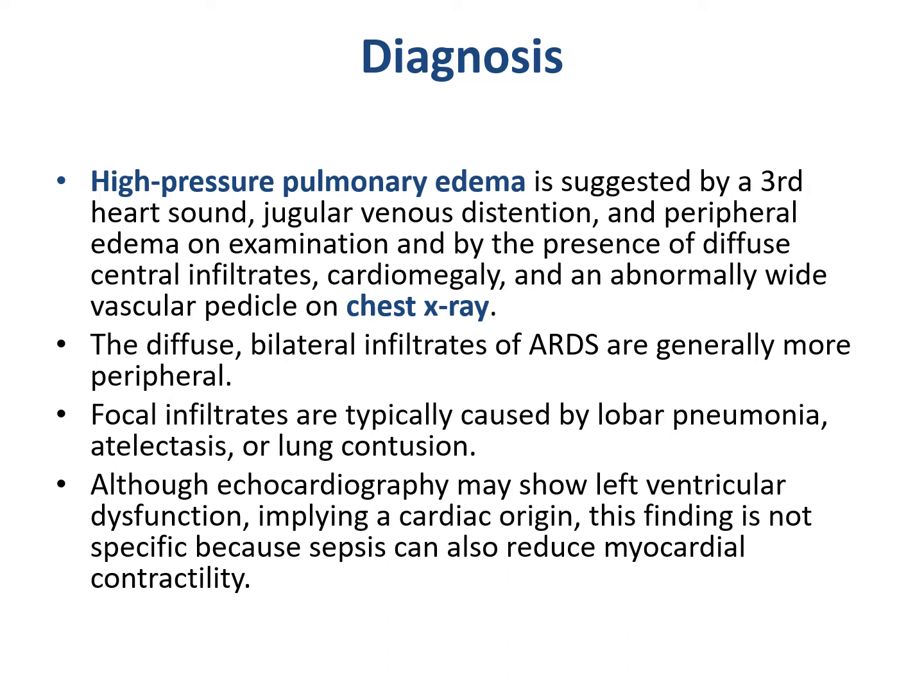The diffuse bilateral infiltrates of IRDS are generally more peripheral. Focal infiltrates are typically caused by lobar pneumonia, atelectasis, or lung contusion, although echocardiography may show left ventricular dysfunction, implying a cardiac origin. These findings are not specific because sepsis can also reduce myocardial contractility.